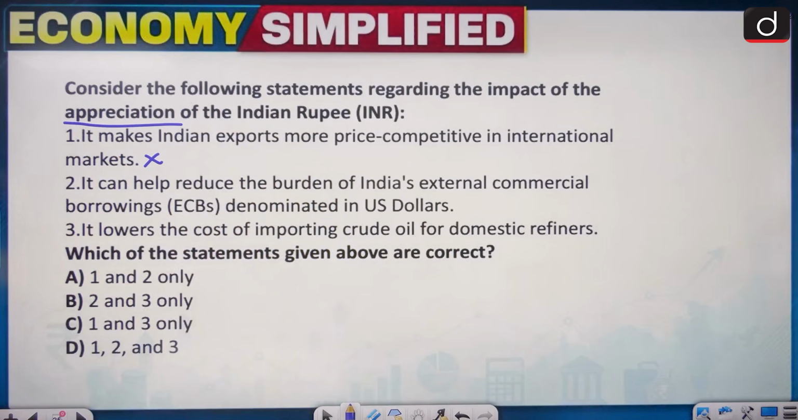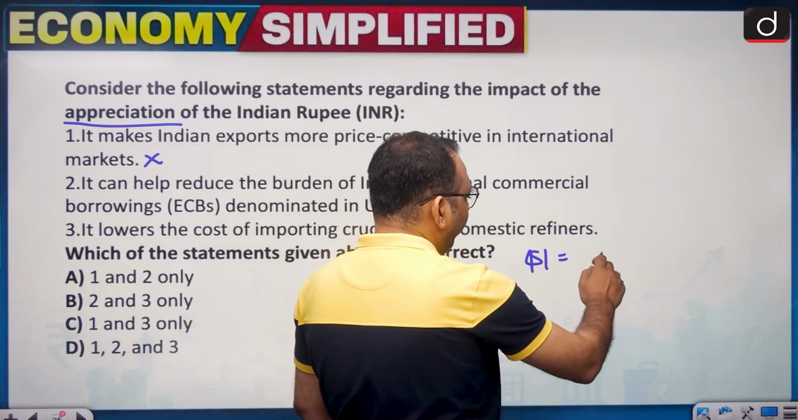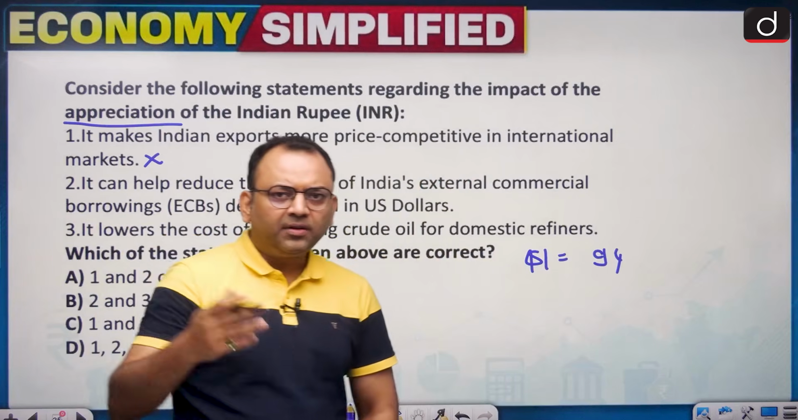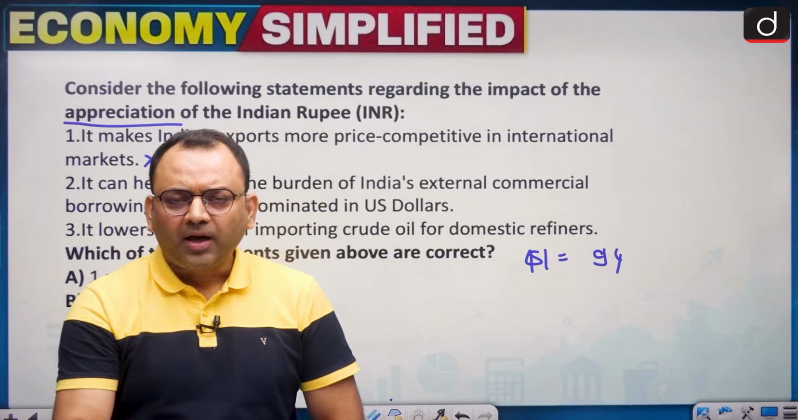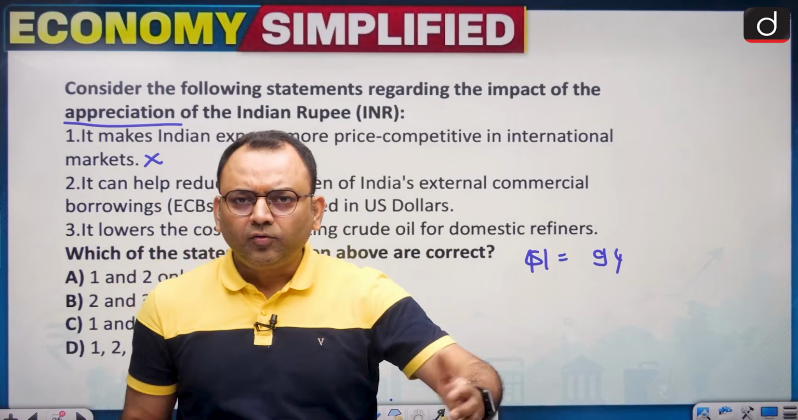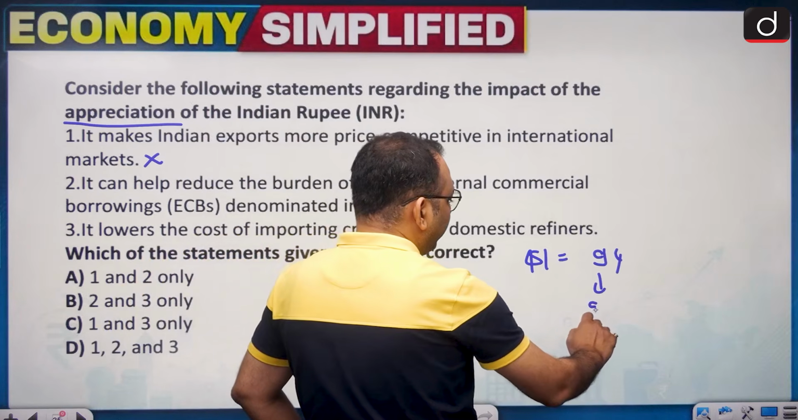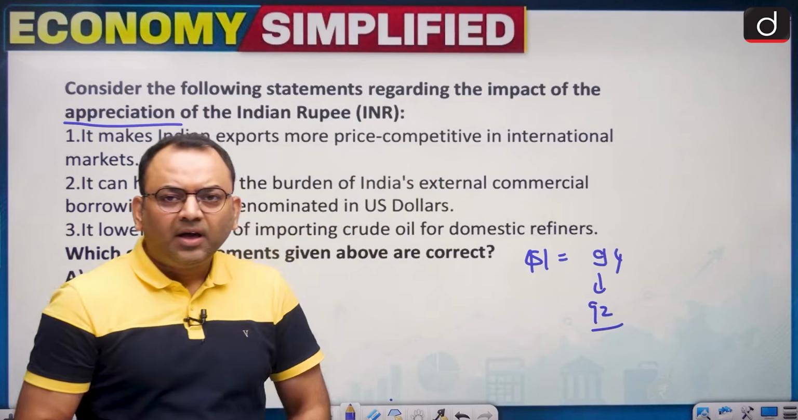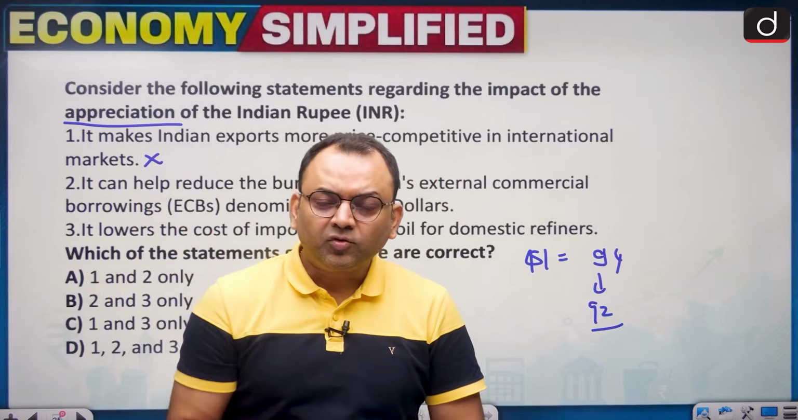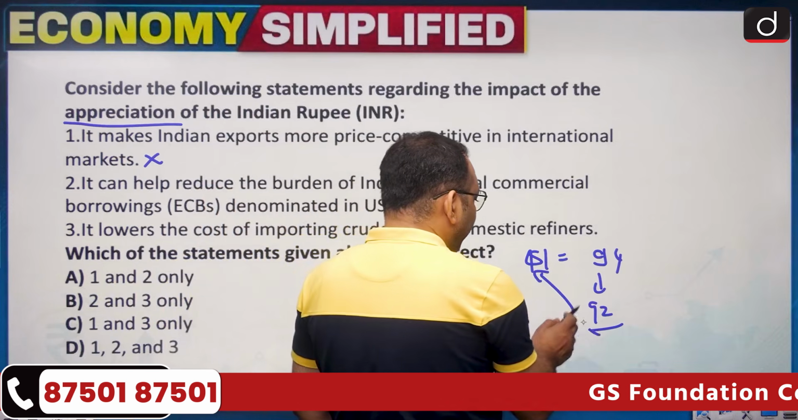So one is incorrect. Second, it can help reduce the burden of India's external commercial borrowing. Friends, suppose we have borrowed $1 and we have to pay 94 rupees to return the money, right? This is the case today. I borrowed $1 and I had to pay rupees 94 next year to compensate the borrowings. Now, suppose that the rupee has appreciated, right? It means that I will have to pay fewer rupees for the same dollar. So my borrowing cost has reduced because now I pay the same dollar back, but I pay only rupees 92.